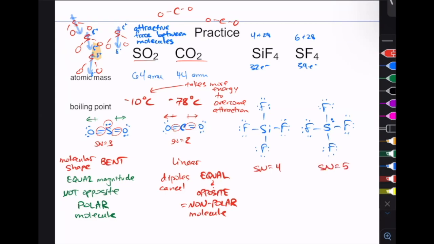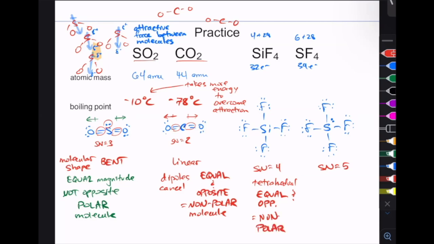So what do we have with silicon tetrafluoride? Is it going to be polar or nonpolar? What's the shape? What's the molecular shape? This is tetrahedral. All 4 bonds are the same. This is equal and opposite. So this is going to be a non-polar molecule.